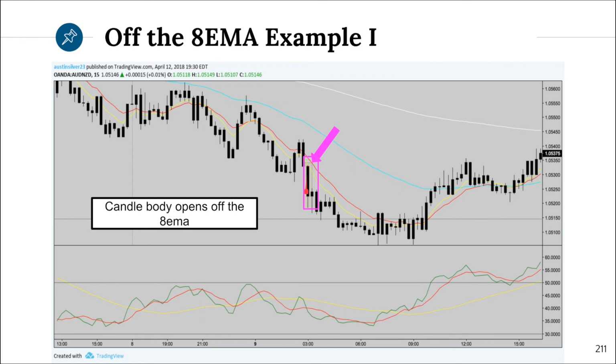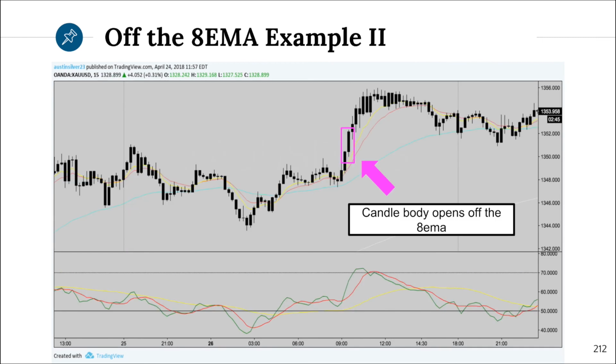But if you enter off the 8 or off no EMAs, there's a chance that your move is actually over and you're entering too late. Another example here, you can clearly see the candle in this box is not touching any EMAs at all. Even if the pin was touching it, we want to see solid bodies off the EMAs. This is a good example to show you that even if you entered here, you would have made money.